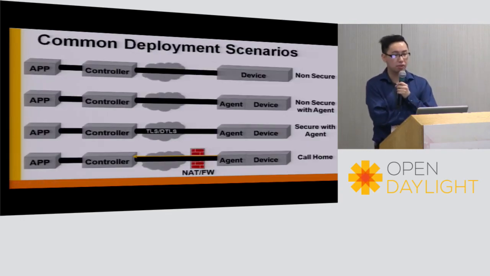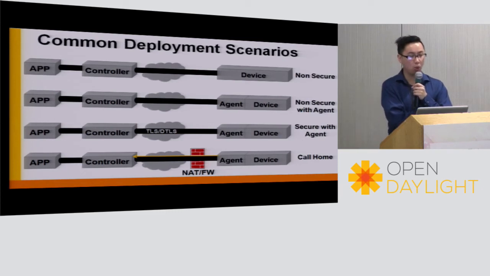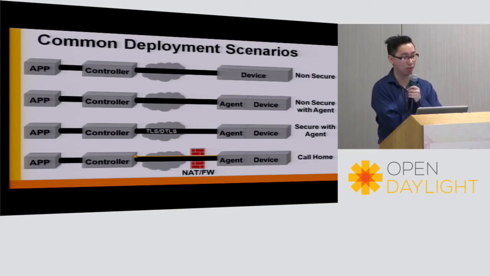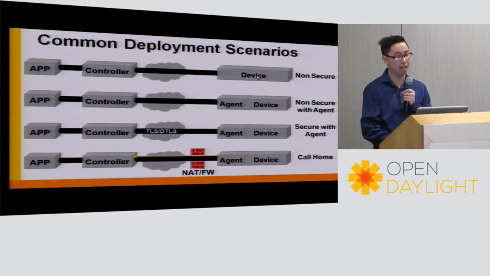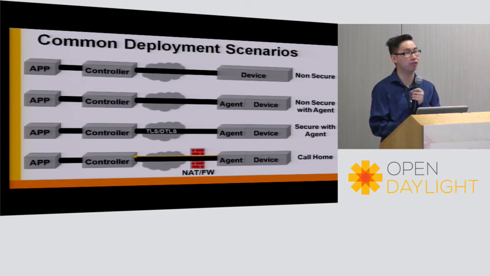The way you would deploy USC is you would have your device and your controller, with or without the agent. If you don't have an agent, then it would be non-secure. We call this the fallback.